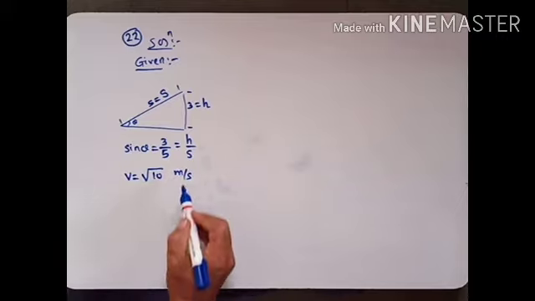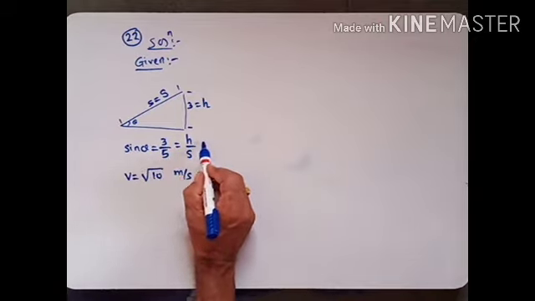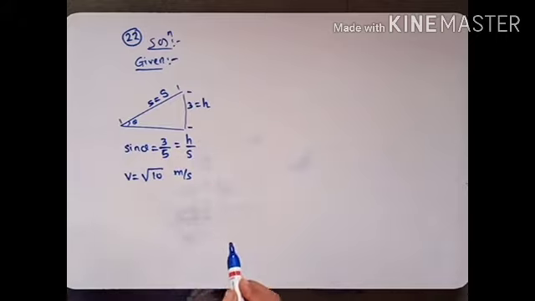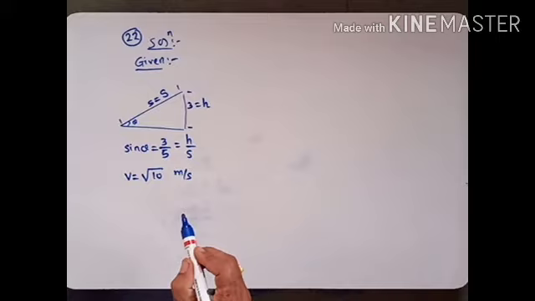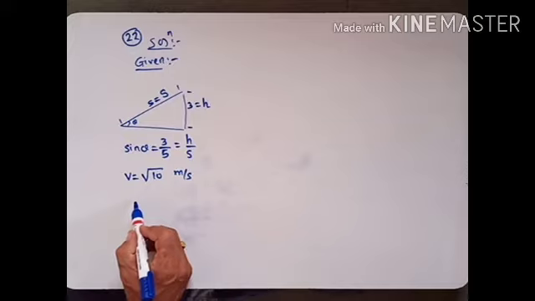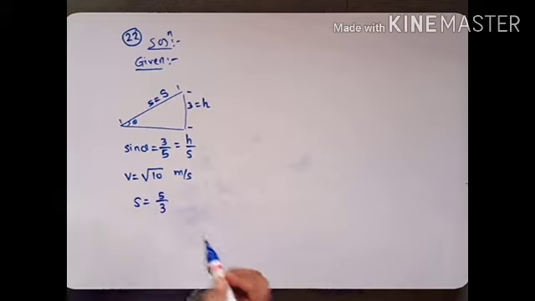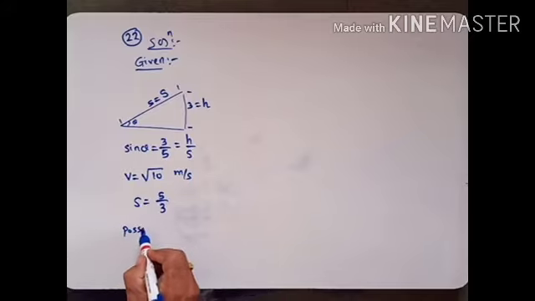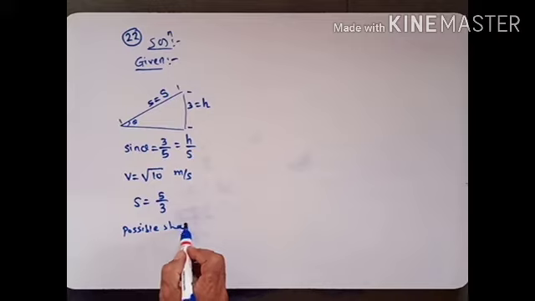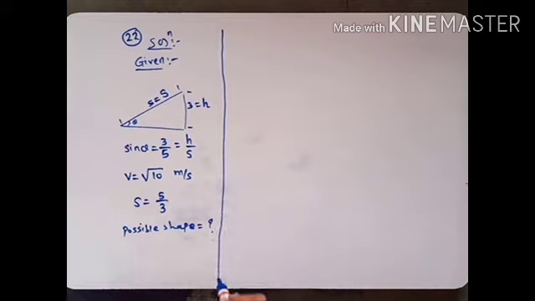Now, if we consider sin theta equal to 3 by 5 is equal to h upon s, and it travels a distance of 5 by 3. That body travels a distance of 5 by 3. Therefore, I write here s is equal to 5 by 3. This is also given. And we have to obtain the possible shape of the body. What is the possible shape? Now, suppose we solve this.